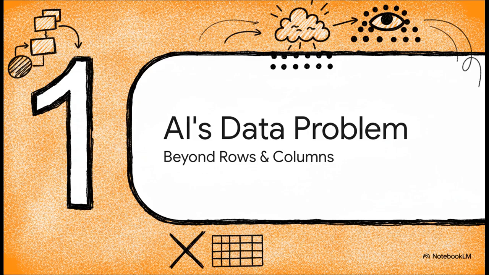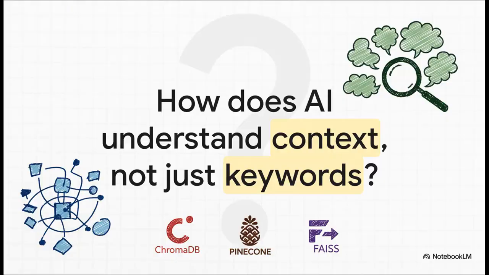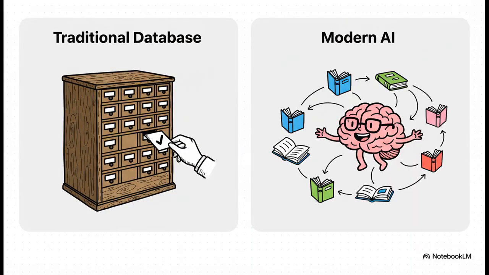Okay, so let's get right to the heart of the matter. AI absolutely loves messy, complicated stuff. Text, images, audio. The problem is, our traditional databases, they were built for a super neat and tidy world of rows and columns. And that brings up the real question, doesn't it? How do we get an AI to understand the meaning, the context behind what we're saying, and not just the exact keywords we type in? How does it know that when you search for a smartphone, you're also looking for a cell phone or a mobile device?